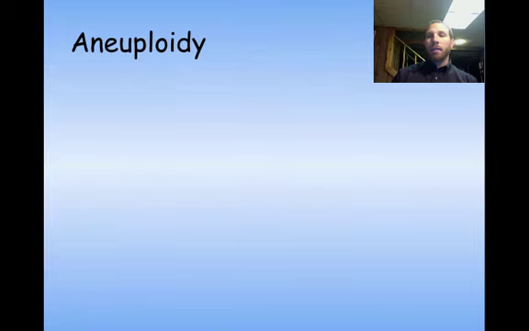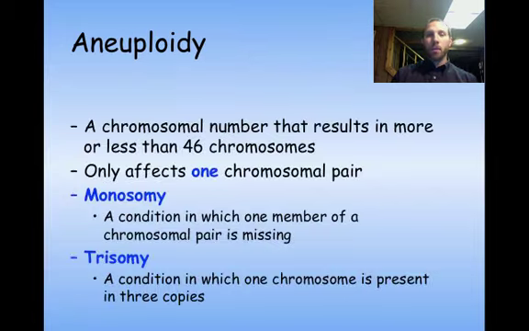More common type of non-disjunction is this aneuploidy, where instead of having an entire extra set or an entire missing set, just 1 or 2 of the chromosomes have an extra copy or a missing copy. So we see here a chromosomal number that results in more or less than 46. It only affects 1 chromosomal pair, not every chromosomal pair. A monosomy, a condition in which 1 member of a chromosome pair is missing, or a trisomy, where we have an extra copy of 1 of the chromosomes. So mono means you just have 1, trisomy means you have 3 of them.